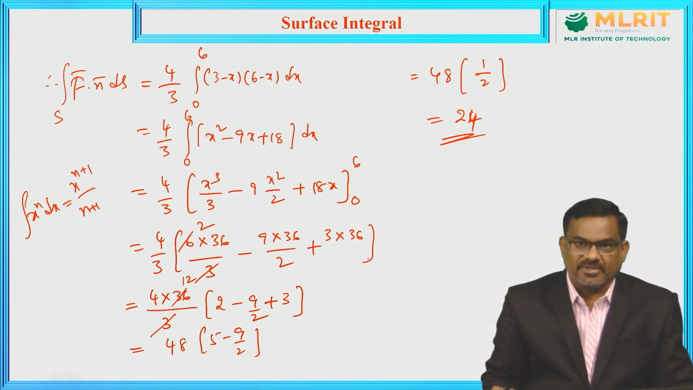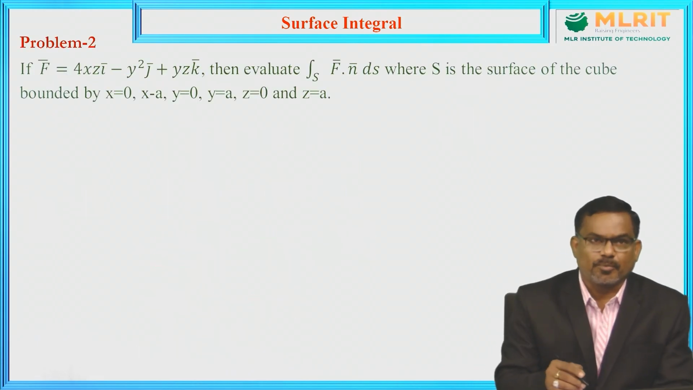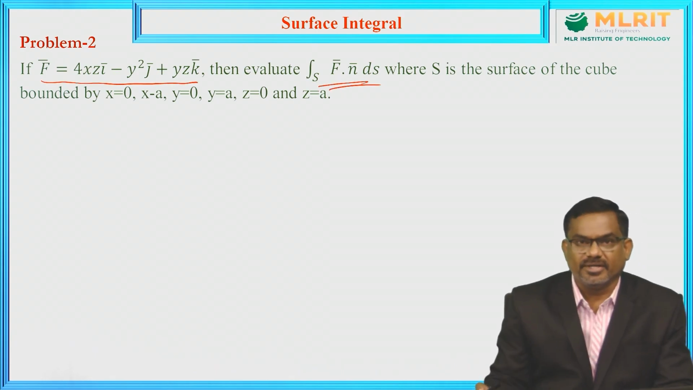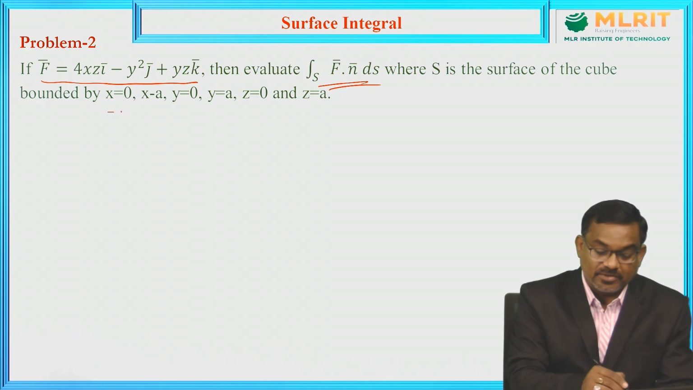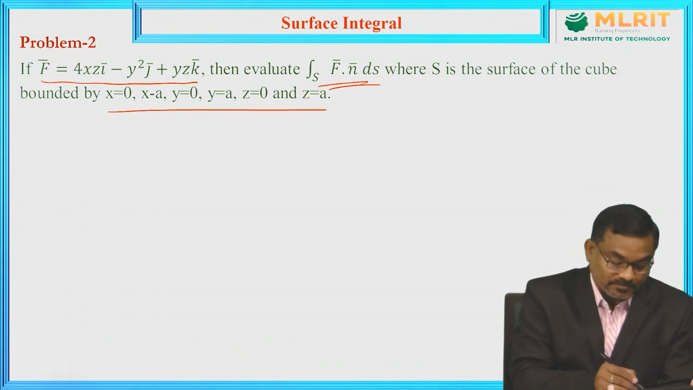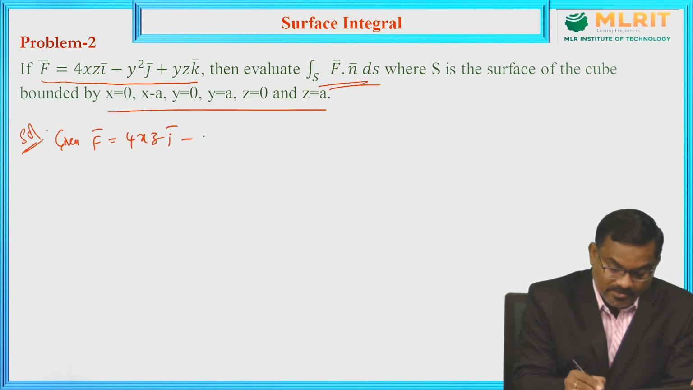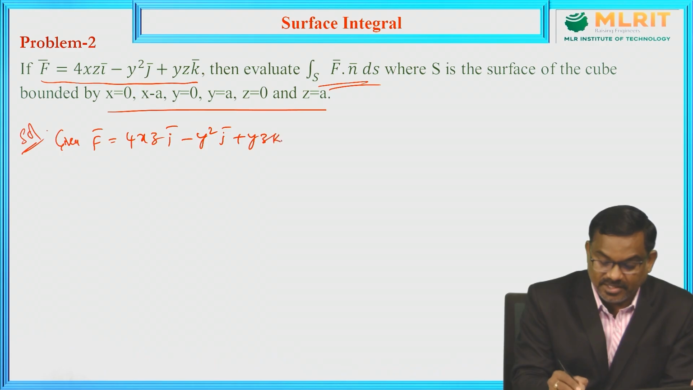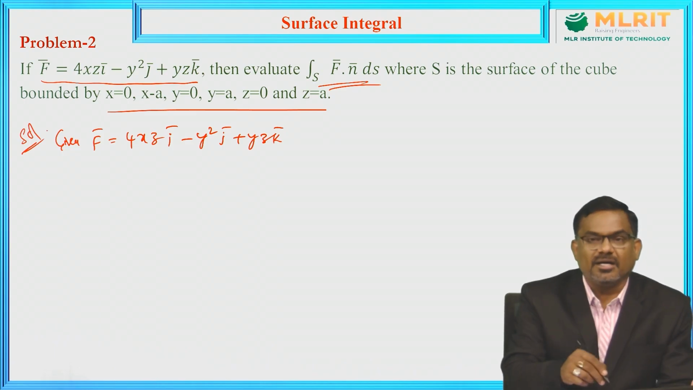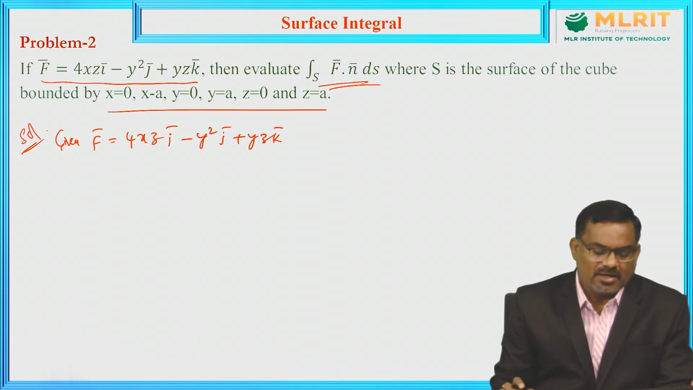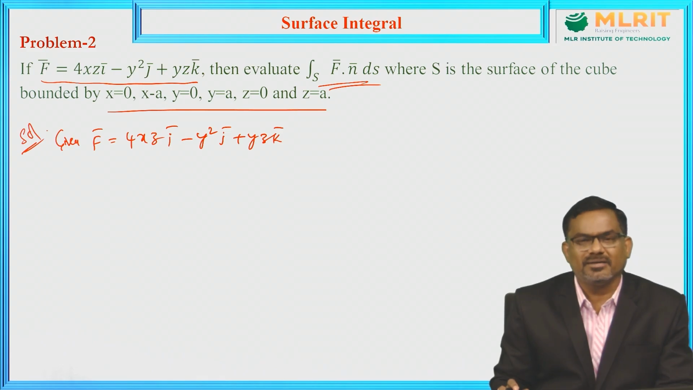Like this, we evaluate the surface integral for the given vector function. Similarly, let us solve one more problem. Again, the f bar is given. Evaluate the integral f bar dot n bar ds, where S is the surface of the cube bounded by... So here the given surface is a cube. Given f bar is 4xz i bar minus y square j bar plus yz k bar, and the surface is a cube and the planes are given. So x equal to 0, x equal to a, the cube is bounded by these planes. So depending on the given information, we evaluate the surface integral. So the procedure may vary with the given data.